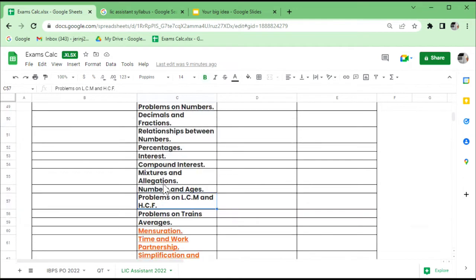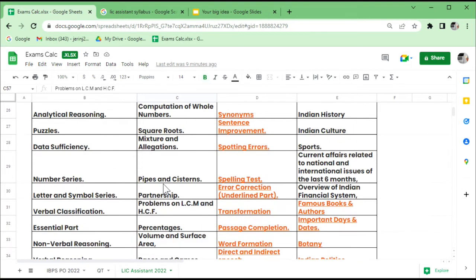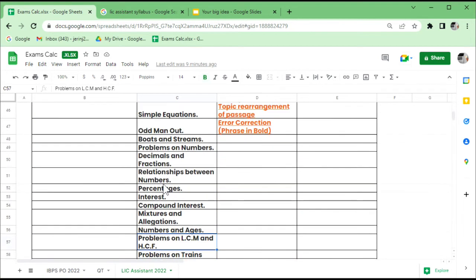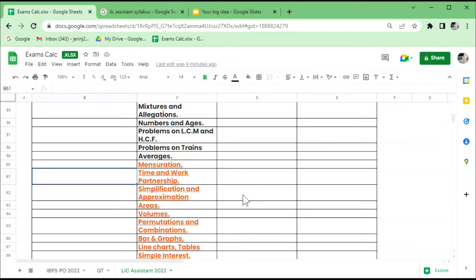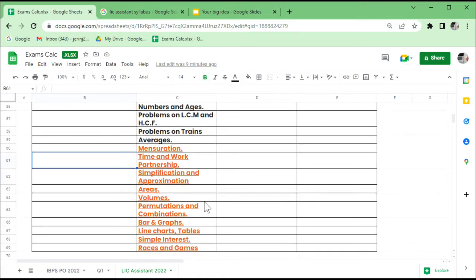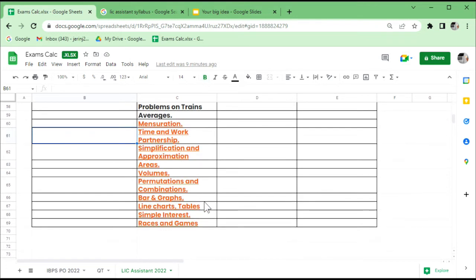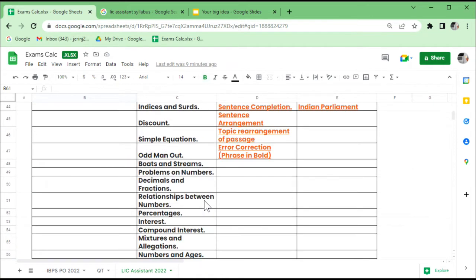I hope you have read the same here. Partnership is here. Wait 1 second. It's problems on trains, average, mensuration, time and work, partnership, simplifications, area, volume, permutation, bar graph, line charts, simple interest, races and games.